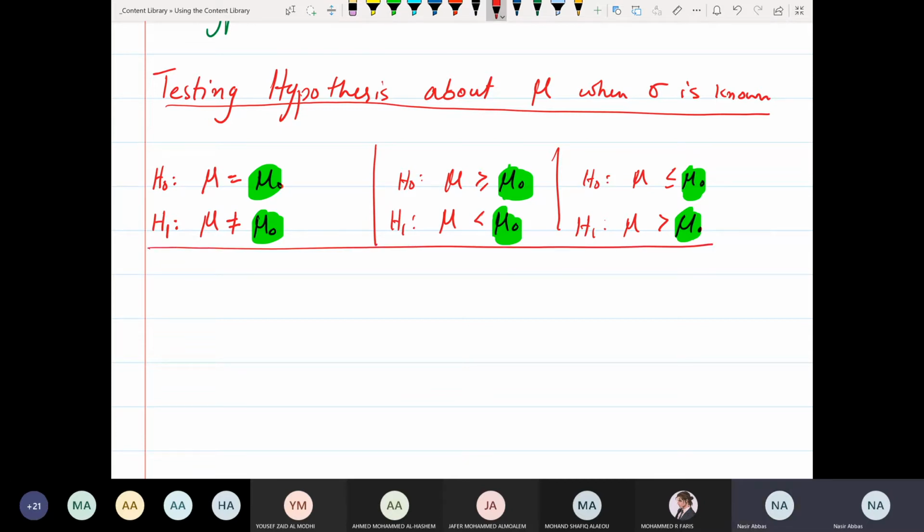Once you figure out which of these sets of hypotheses is true for your question, and only one of these three will be true for your question, you should know that the first one is an example of two-sided, and these two are one-sided. Where you see a greater than sign or less than sign in H1, these are one-sided hypotheses. And where you see a not equal to sign in H1, that is a two-sided hypothesis. I will talk about this one also.